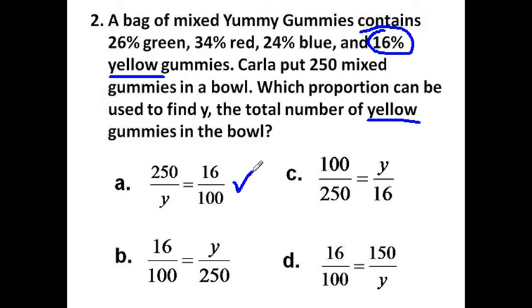16 over 100 over 250, that isn't going to work. I know it's not C. Let's look down here at B. I've got 16 over 100 over here. That's good. And I've got 16 over 100 here. So I've eliminated C.